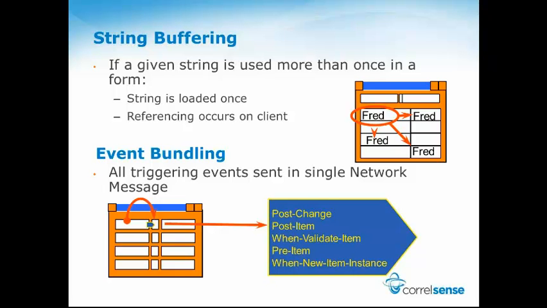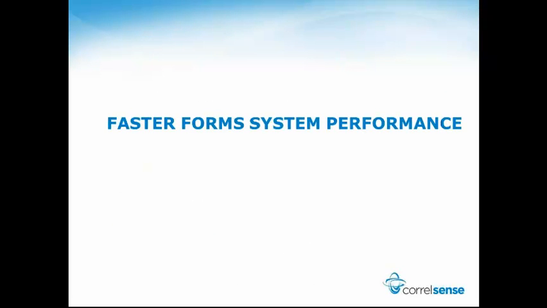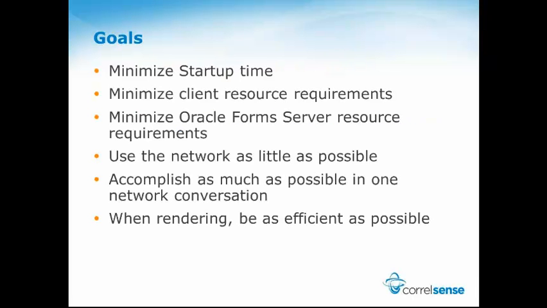The same thing with something called event bundling. Oracle Forms is a trigger-based user interface, which means that there are different triggers that occur based on different items that are selected or manipulated. So, for example, when you exit a field on a form, 5 different triggers get fired, right? Post change, post item, when validate item, pre-item, when new item instance. The way that Oracle Forms does their message handling is it sends all of those triggers as one bundle in one shot. So it really tries to minimize the amount of network round trips that are performed.